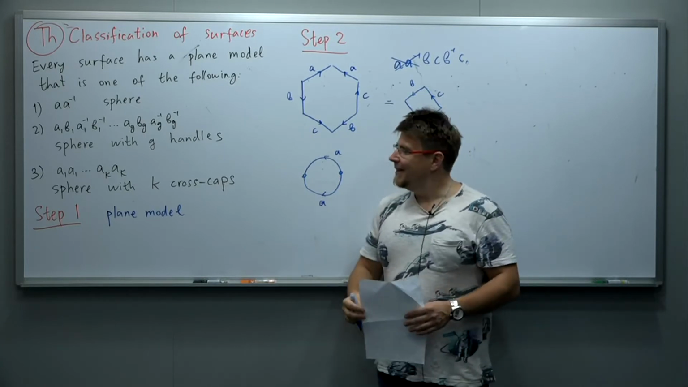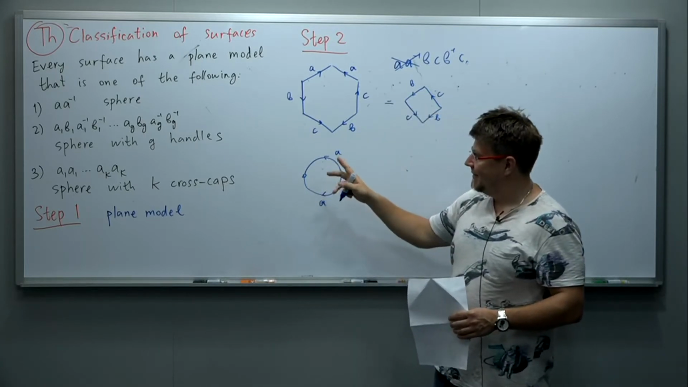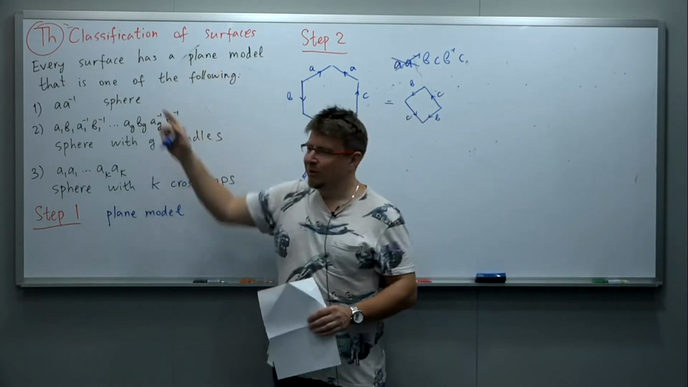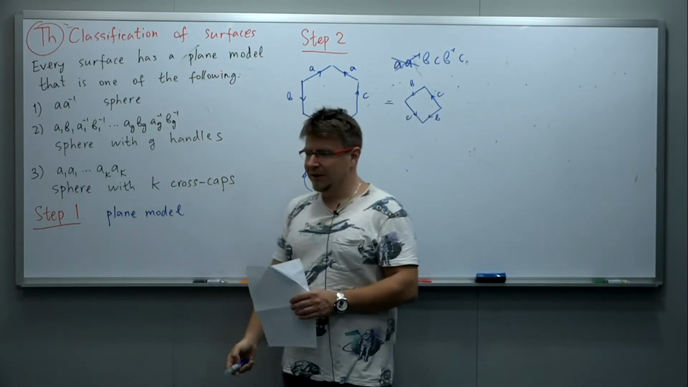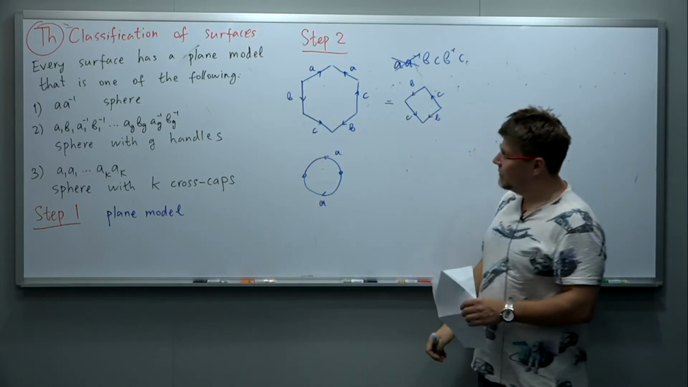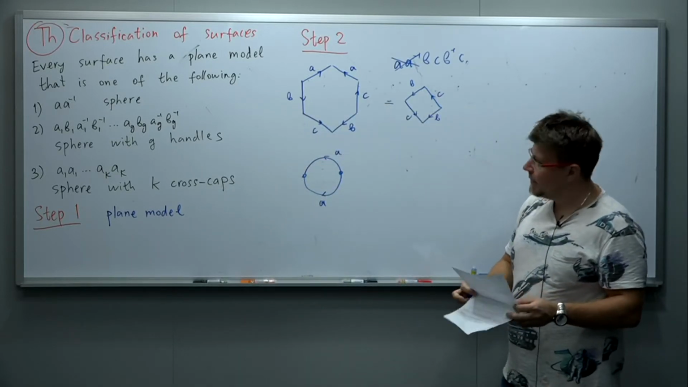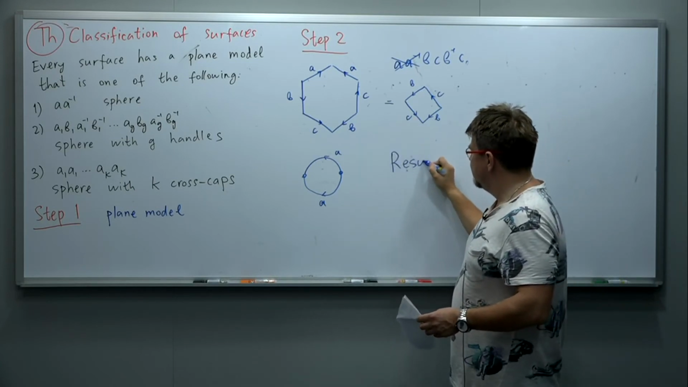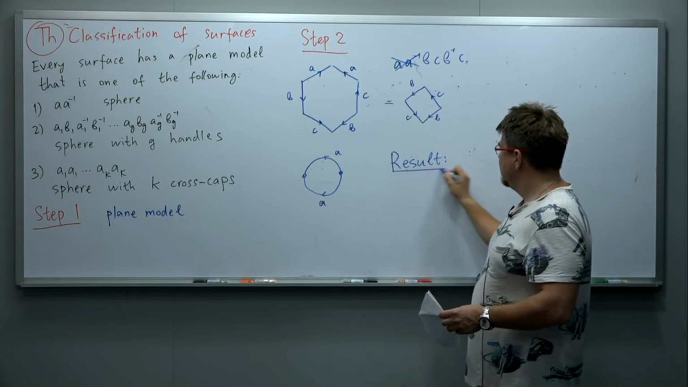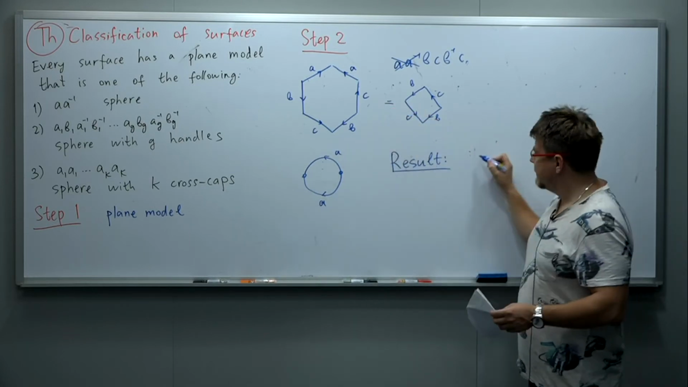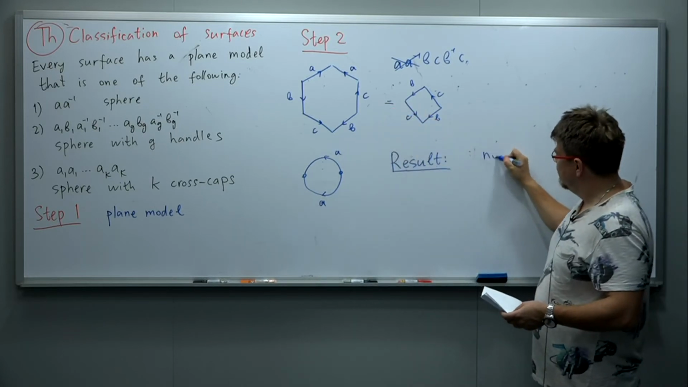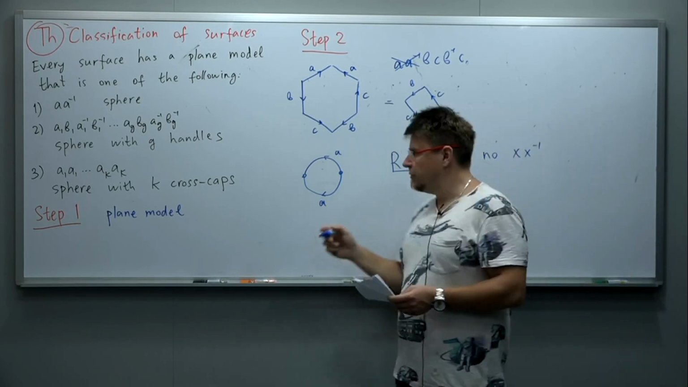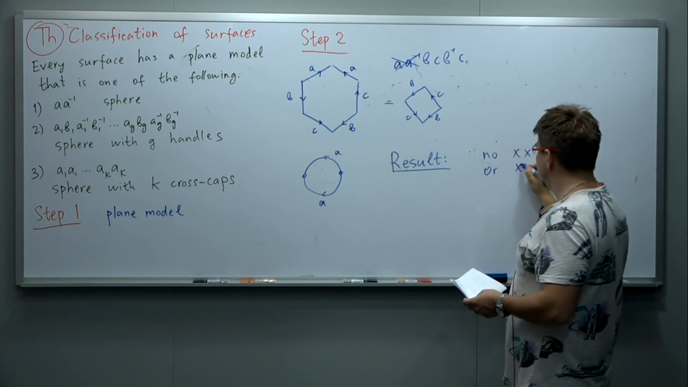So if A A inverse is all that there is, then our surface is just a sphere. Otherwise, after step 2, we can ensure that the result of step 2 is this: that our plane model doesn't have anything that looks like x x inverse. So a label followed by its inverse, or x inverse x.